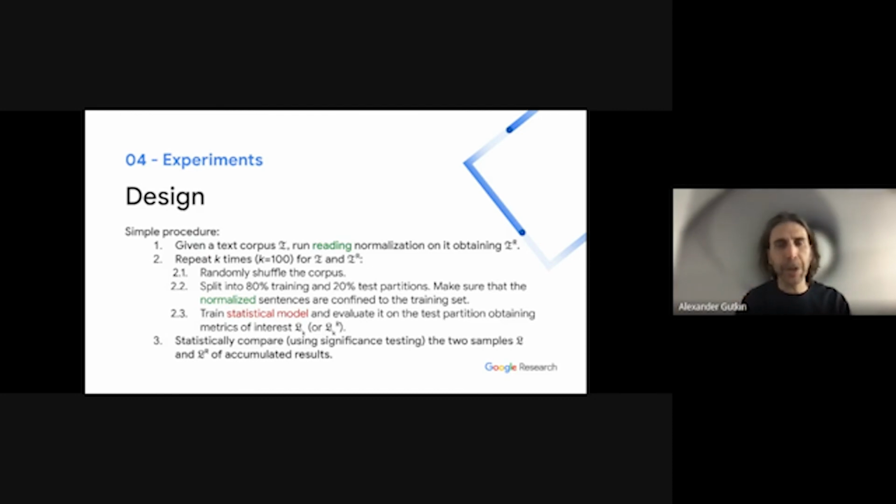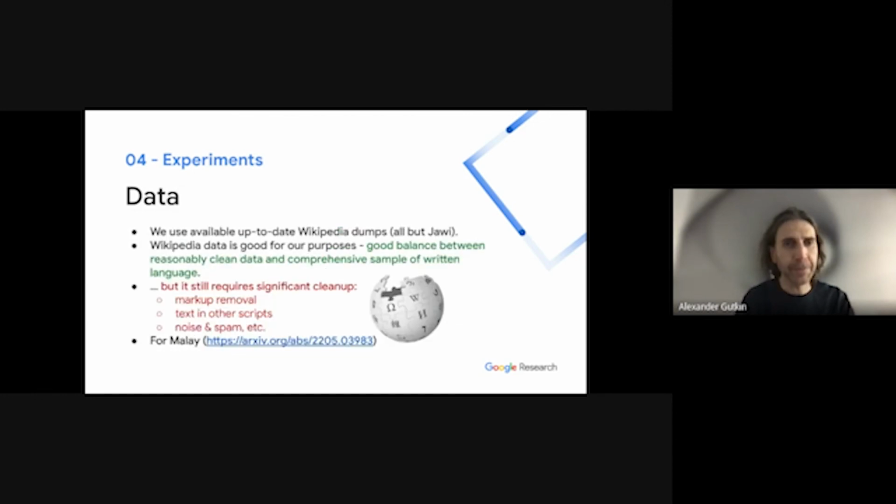After the evaluation, we ended up with 2 sets of measurements, one on normalized text, one on unnormalized text, and then we simply perform statistical hypothesis testing, accumulating the results. For the data, we used Wikipedia for most of the languages. For Javanese, we used data from the web, from the scrapes, which I described in the paper below.